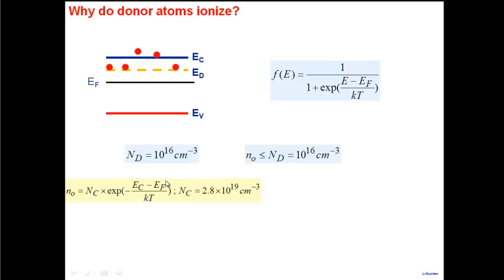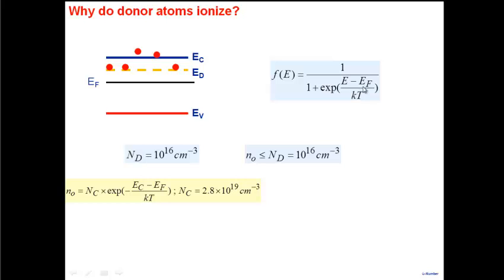To answer this, my strategy is as follows. We want to know whether all my donors are ionized or not. So what I'm looking for is the probability of occupation of EC versus the probability of occupation of ED. Probability of occupation should help me answer that. But to use this, I need EF. So how do I get EF?